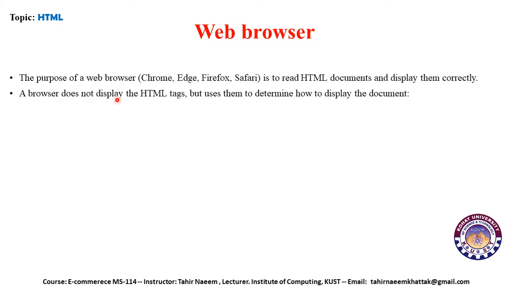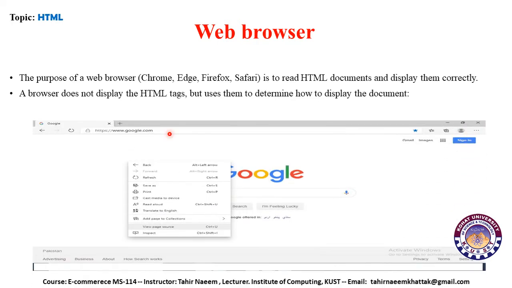A browser does not display the HTML tags but uses them to determine how to display the document. So the HTML tags are not shown in the web browser, rather the contents inside the tags are displayed. Here I am giving you an example of a web browser. Here I have opened Google. I have given the Google address, and the corresponding website is open.